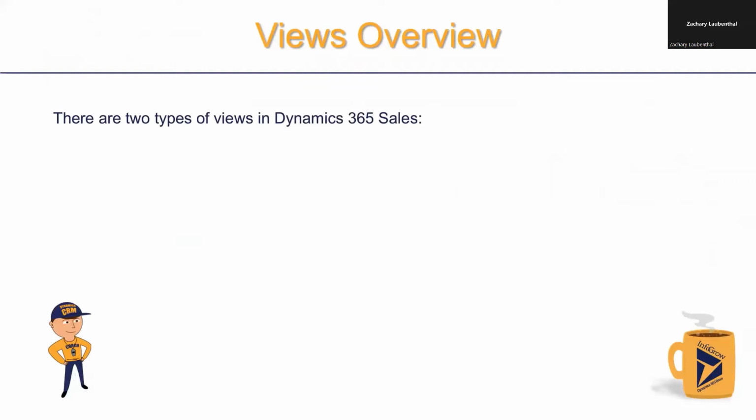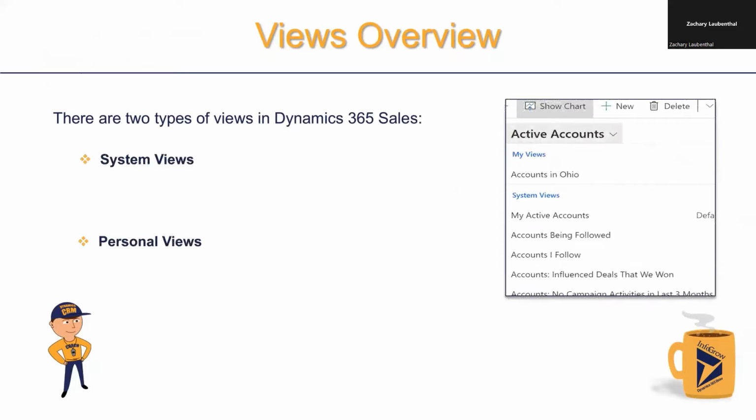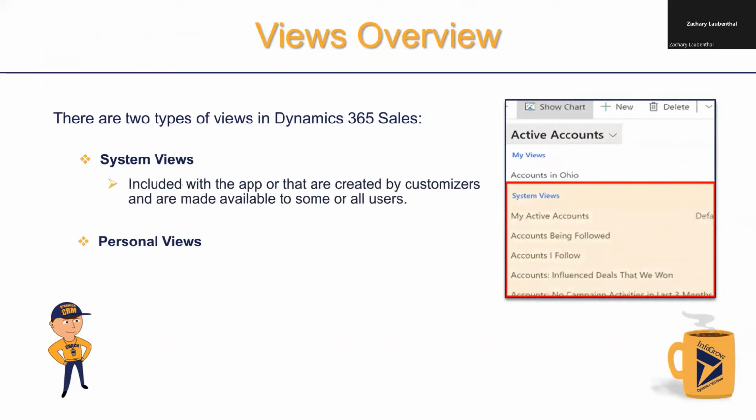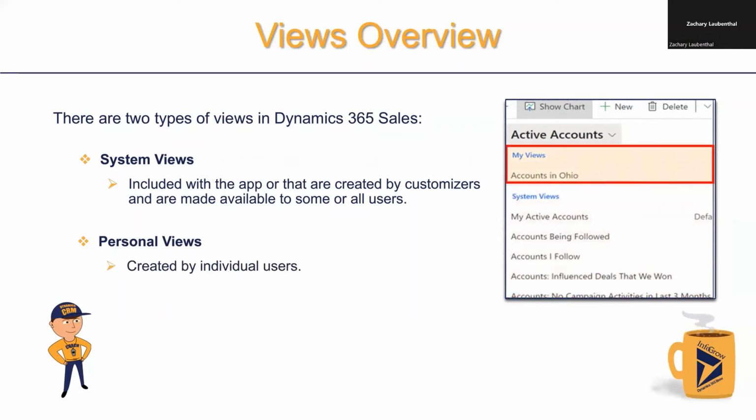There are two types of views in Dynamics 365. We have system views and personal views. System views are views that are included with the app or that are created by customizers. They're made available to some or all of the users. As a system admin or system customizer, you can edit these views. These views typically have specific purposes for an organization. On the other hand, personal views are created by individual users. These views are only visible to the user who creates them. The only way others in your organization will ever see your personal view is if you decide to share the view.